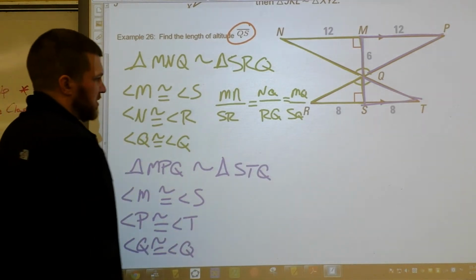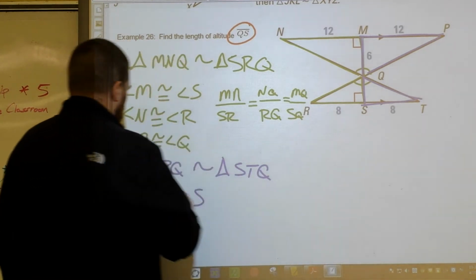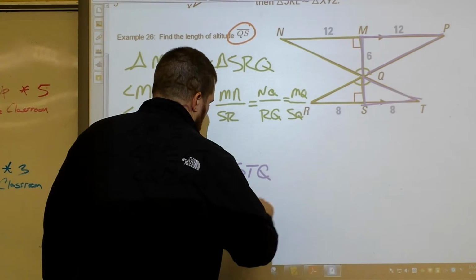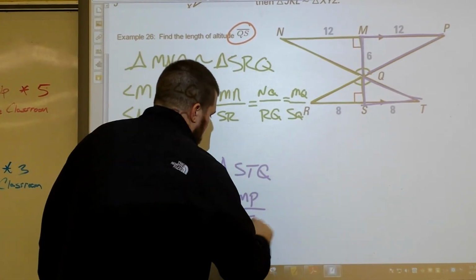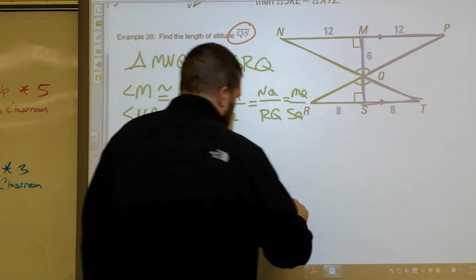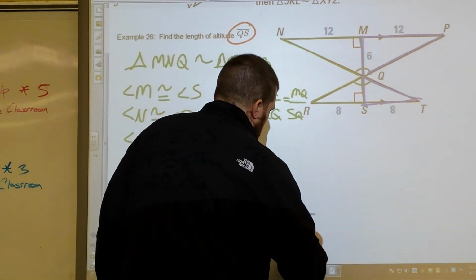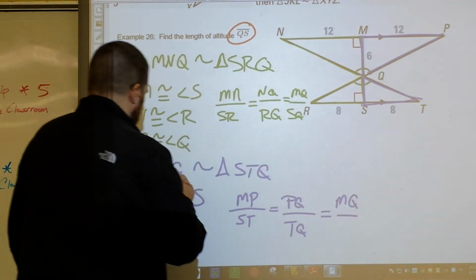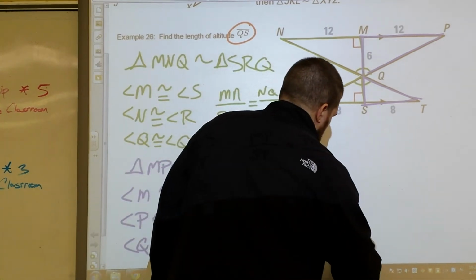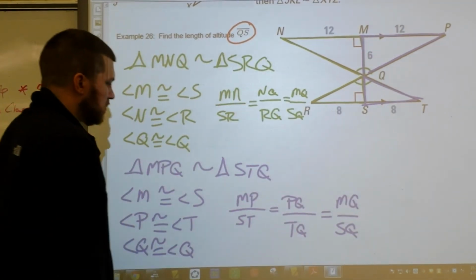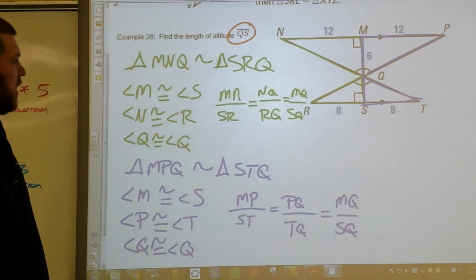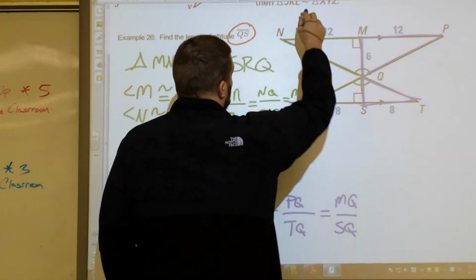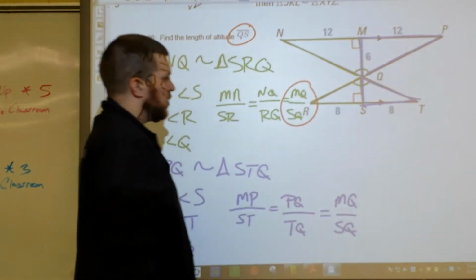Again, the corresponding sides match up. So we have MP over ST is equal to PQ over TQ. And then finally, MQ all over SQ. All right, so I have everything set up. Now what I want to do is find the length of QS. So I want to use the ratio that has QS, which is this one right here, and I want to plug in what I know.